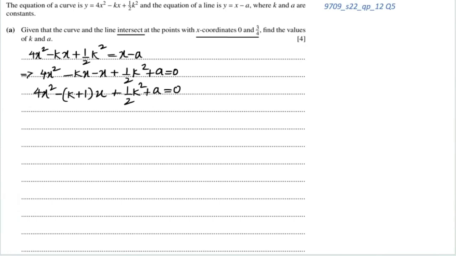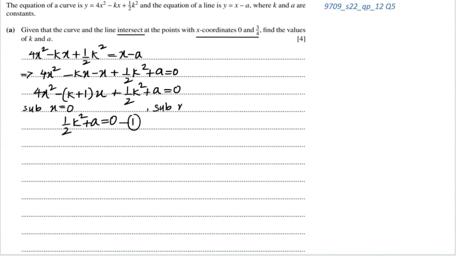Since the given solutions satisfy the equation, right? So sub in, or substitute, or put x equals 0. This will give you 1/2 k squared plus a equals 0. Let's call this equation 1. Okay, where did the x's go? They are all 0 now.